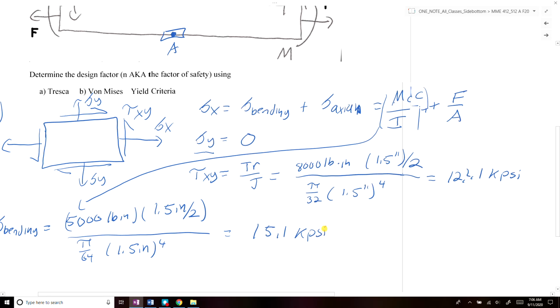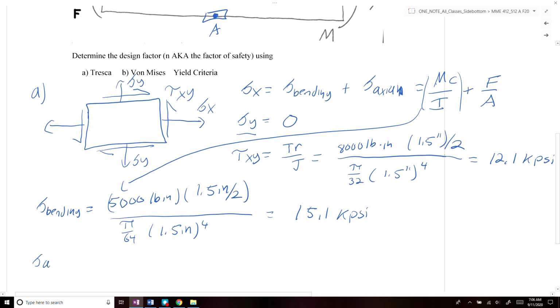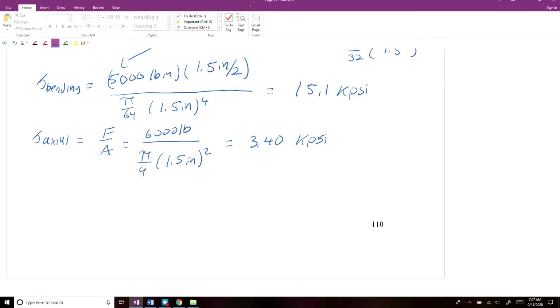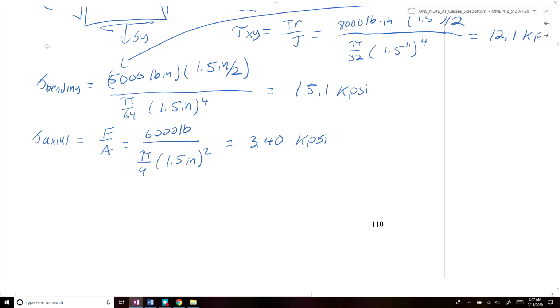And then the last one is sigma axial, which is just the force over the area. In this case the force was 6,000 pounds, given to us in the problem statement, and the area is pi over 4 times the diameter squared. If we multiply all that out, we get 3.40 kpsi. Using this information, we can draw out our stress element.